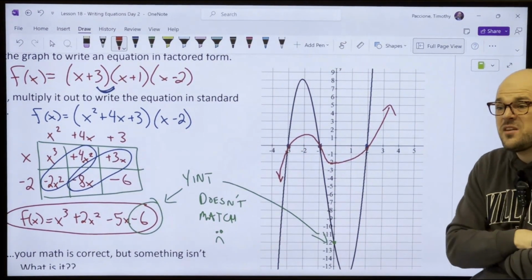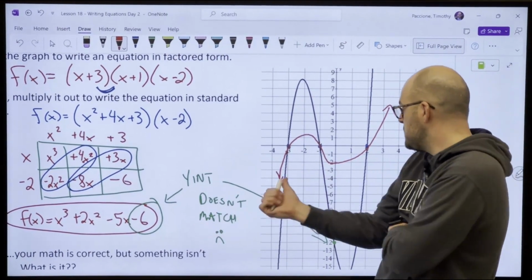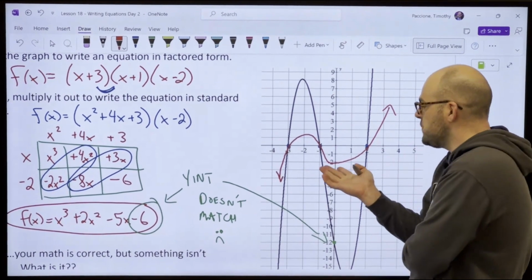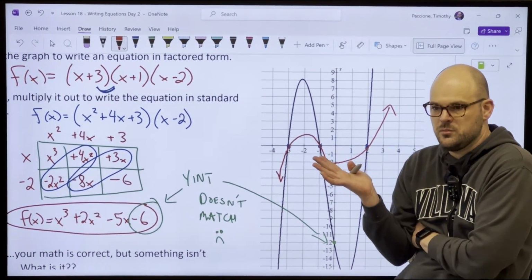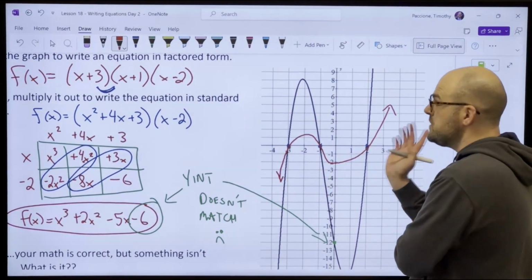Wouldn't you do the same exact thing? You would take your 3 roots, you would get the same answer. You still wouldn't have -6, right? And I could do this 5 more times. I could do this a bunch more times, right? And I could keep getting different graphs that have the same roots, right?